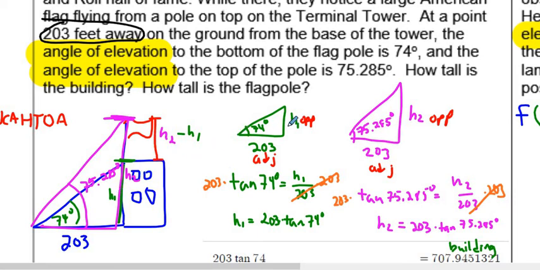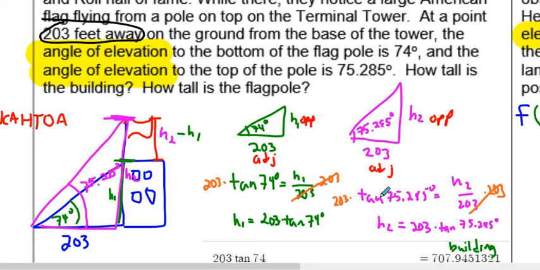The first one is height 1 divided by 203. This is opposite of that angle and adjacent, so I use tangent. Same thing here. I just have a different angle of elevation. So height 2 is 75.285, that's still opposite, that's adjacent. I set them both up with tangent and solve by multiplying by the denominator.